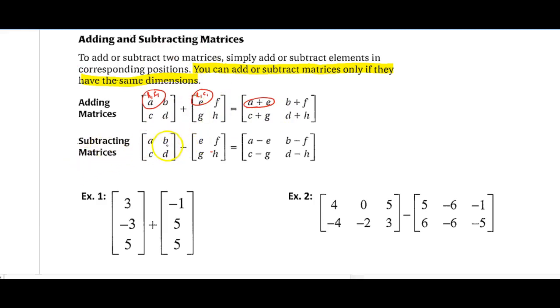When we subtract matrices, one thing I like to do is change the subtraction to addition, and then just go in the other matrix that follows and change the signs. Okay, because when you subtract a positive, it becomes negative. If you subtract a negative, it becomes positive. And then you're going to do the same thing as up above. You're going to add or subtract the corresponding elements to get your new element.